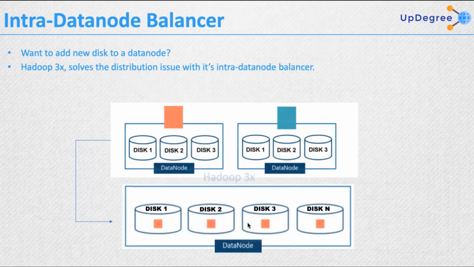But with 3x, this thing changed. If you want to add a disk, just add it and run this intra-node balancer, and the data gets distributed on each of the disks equally.